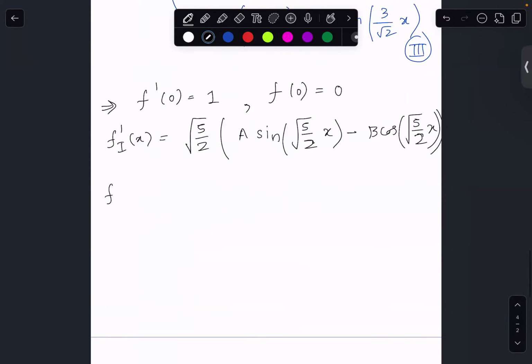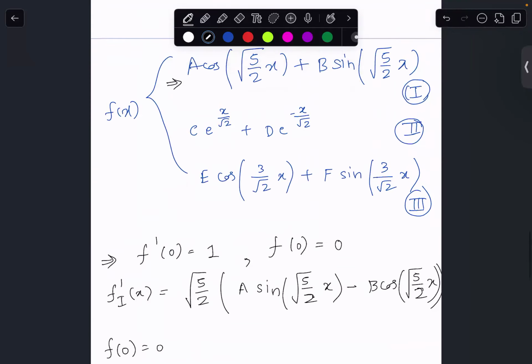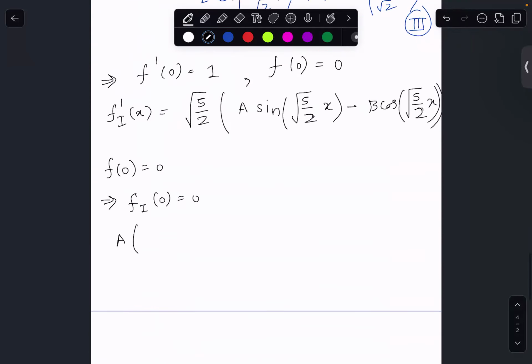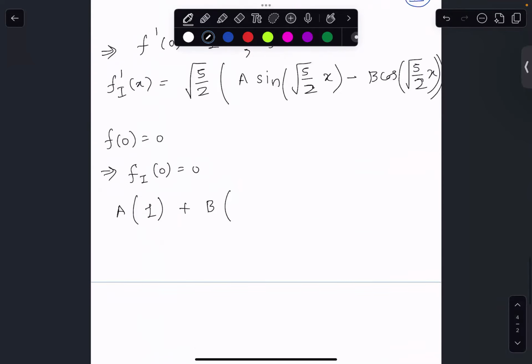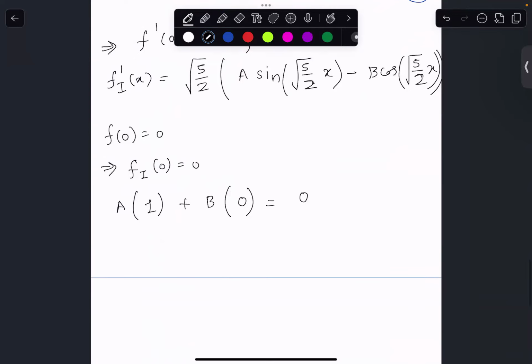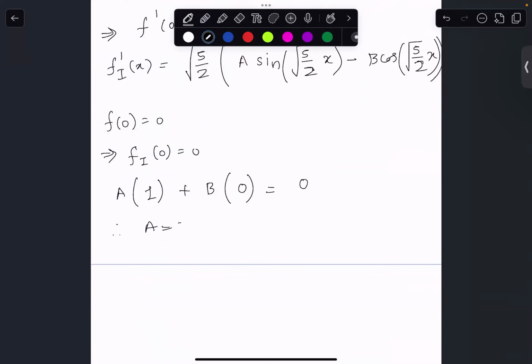So f of 0 equals 0 should be applied to region 1, and thus a times cos of anything like 0 is always 1, plus b times sine of 0 is always 0, and that is equal to 0. Therefore, we have a equals 0.